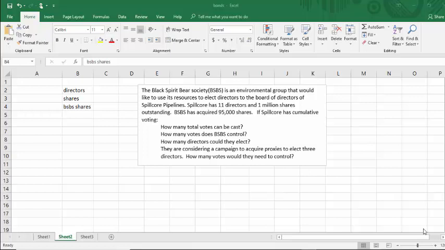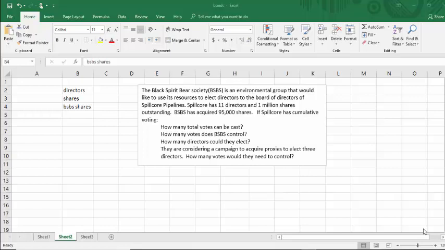So we've got this problem that says the Black Spirit Bear Society is an environmental group that would like to use its resources to elect directors to the board of directors of Spillcore Pipeline. Spillcore has 11 directors and 1 million shares outstanding. The Black Spirit Bear Society has acquired 95,000 shares. If Spillcore has cumulative voting, how many total votes can be cast?